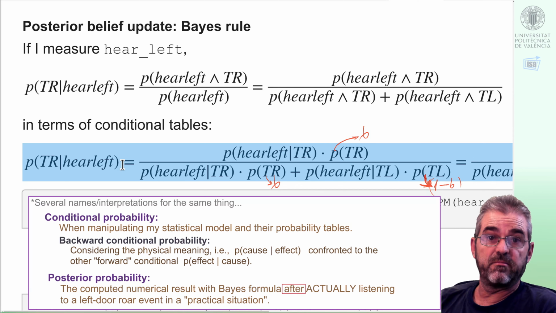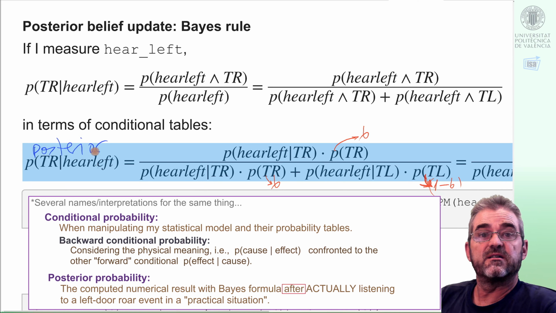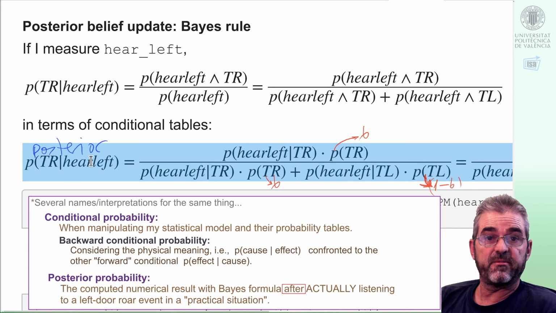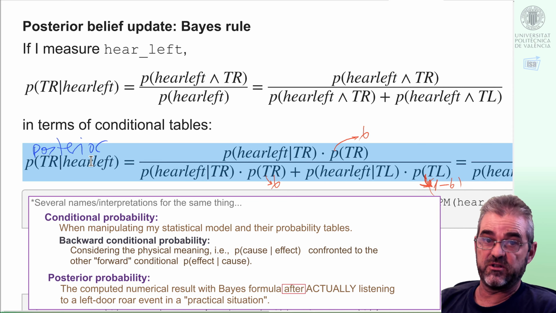Then b is called the prior probability, the probability I had before listening to the roaring, and this thing is called the posterior probability if I apply this formula after actually listening to noises in the left-hand side door. I mean, it's the same: depending on whether you think of it as a manipulation with probability tables, then you call it conditional, or if it is something that you are going to execute in an application, you call it posterior probability.